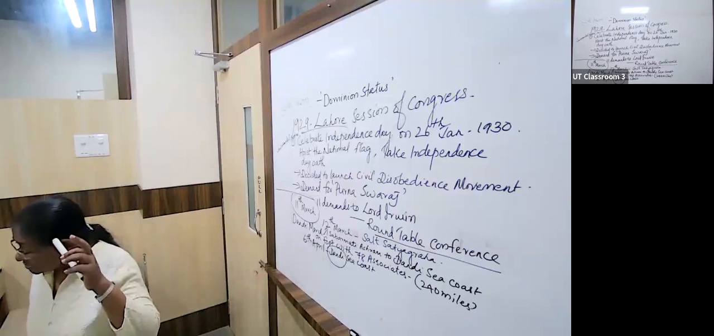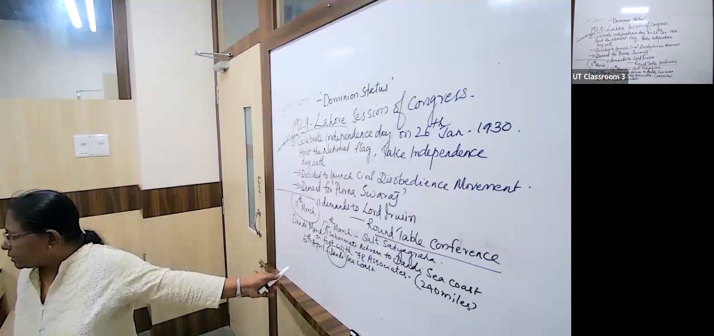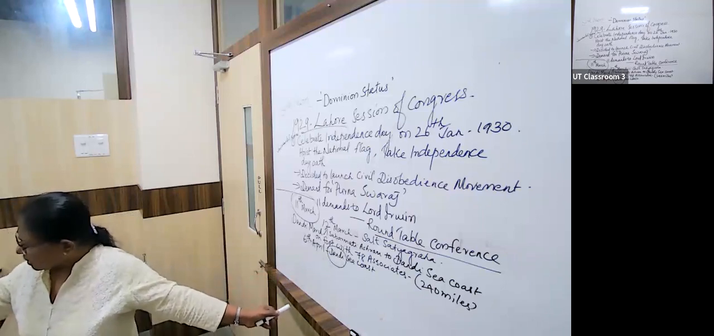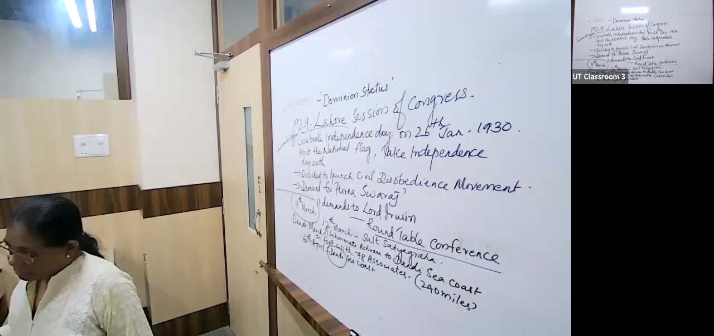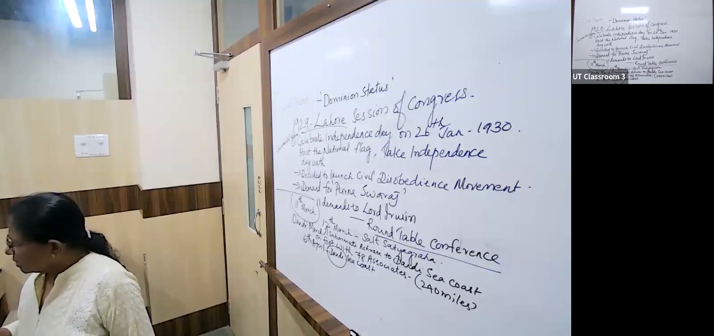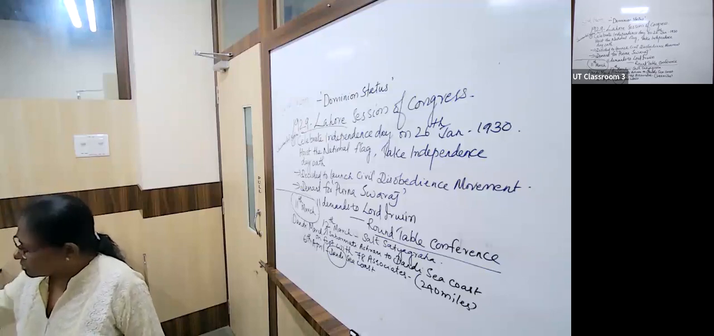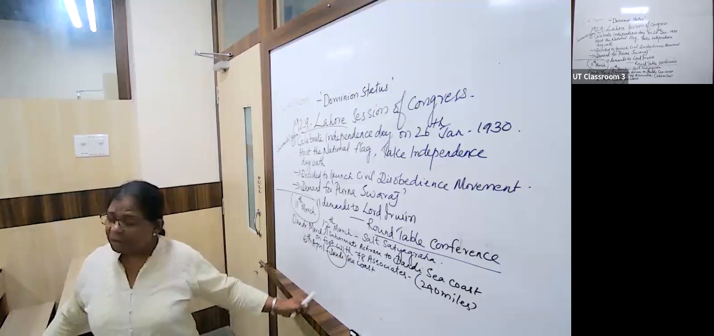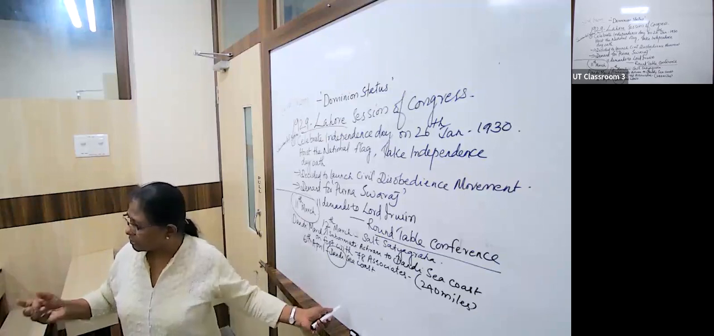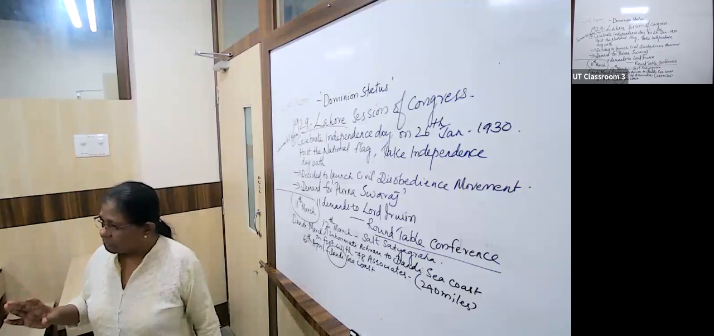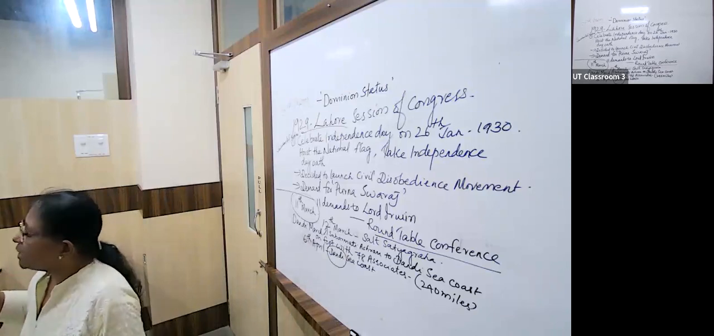Our map question 1 was pending. That is Dandi. It is in Gujarat. In Gujarat what all did we study? Kheda, Ahmedabad and Dandi. Sabarmati is not that much important, but it is not given in the map questions marking. When we are writing, we mention Sabarmati to Dandi. And one more thing, the Congress session of 1927 was held in Madras.